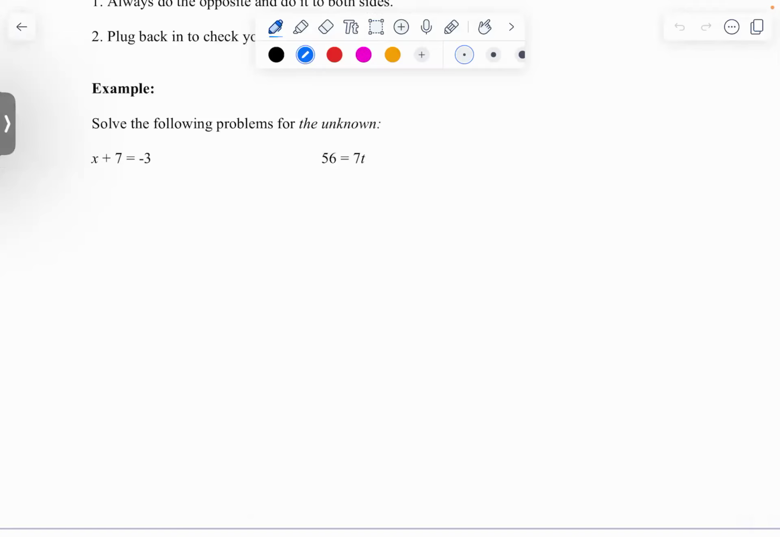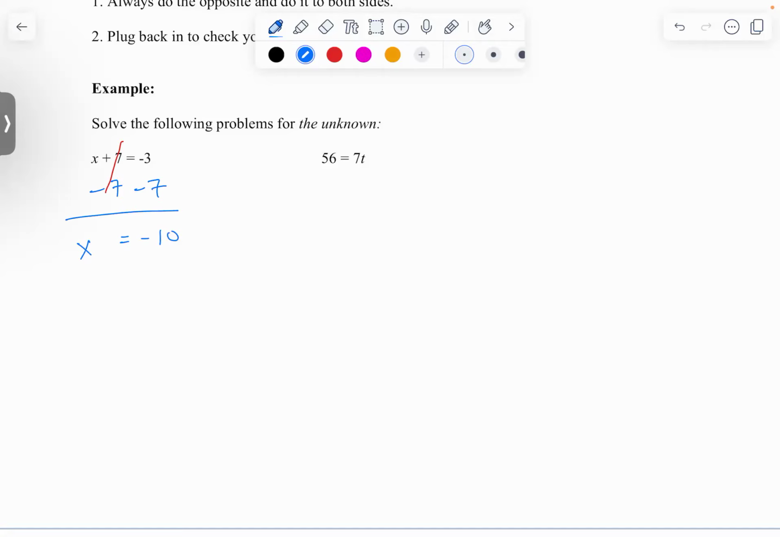Right here we have a couple examples. Solve the following for the unknown. x plus 7 equals -3. That means subtract 7 from both sides. That cancels out on the left side, and that gets x equals -10 on the right side.